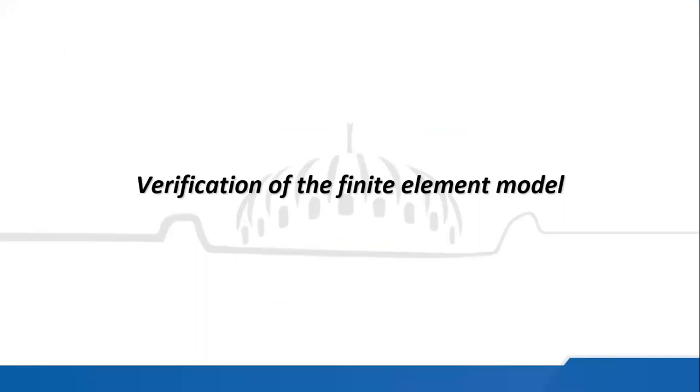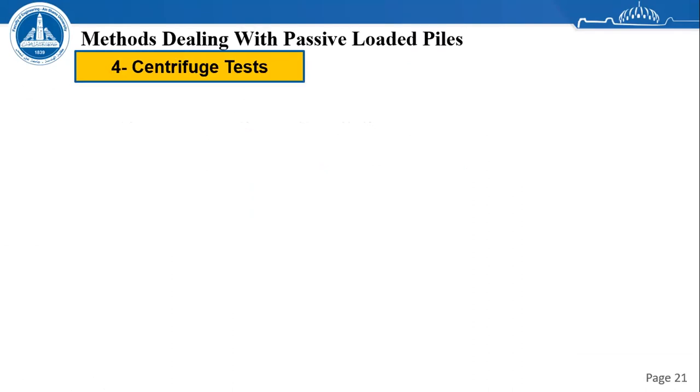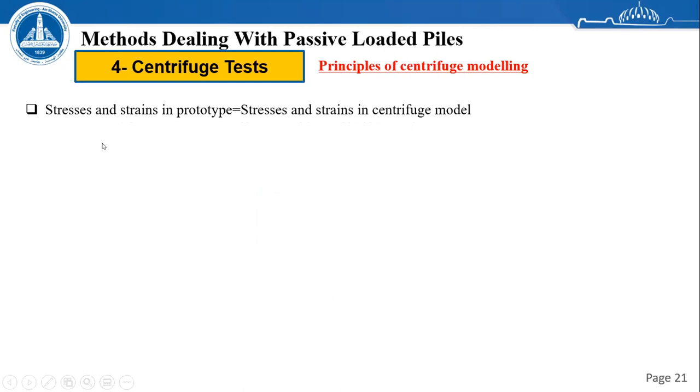Now we will talk about the 3D numerical modeling for the passive loaded piles. We will use a case study, which is a centrifuge test. The objective here is that we verify the finite element analysis to back calculate the real performance of the piles subjected to the passive horizontal loads. We will talk briefly about the principles of centrifuge modeling. With centrifuge modeling, we can recreate the stresses and the strains in the prototype.